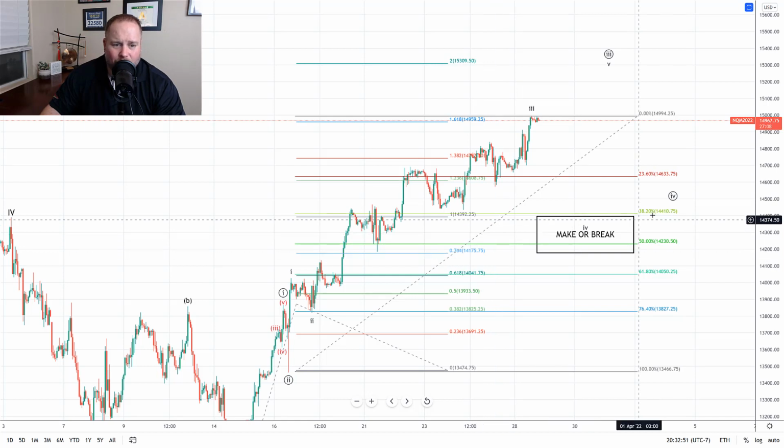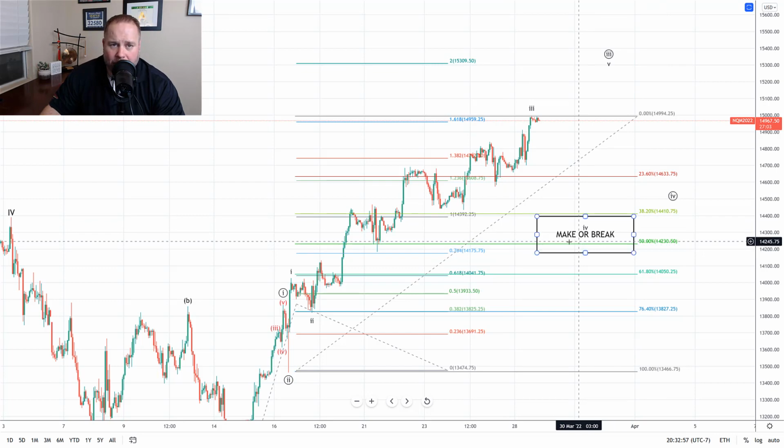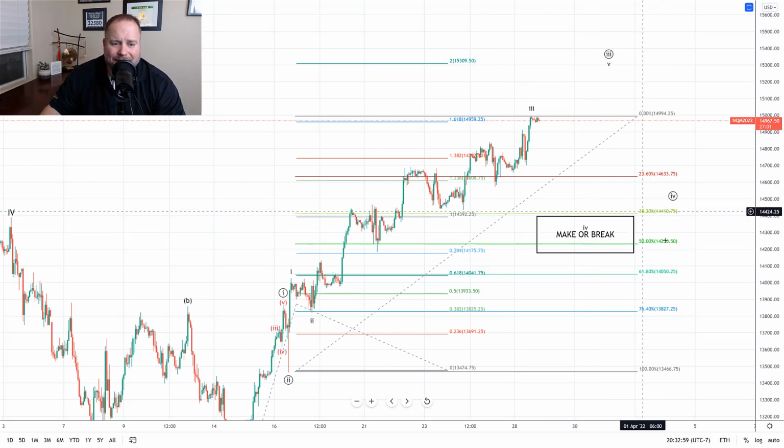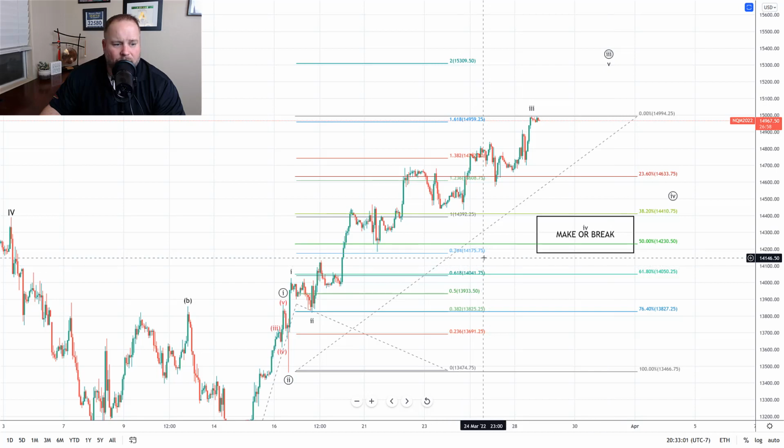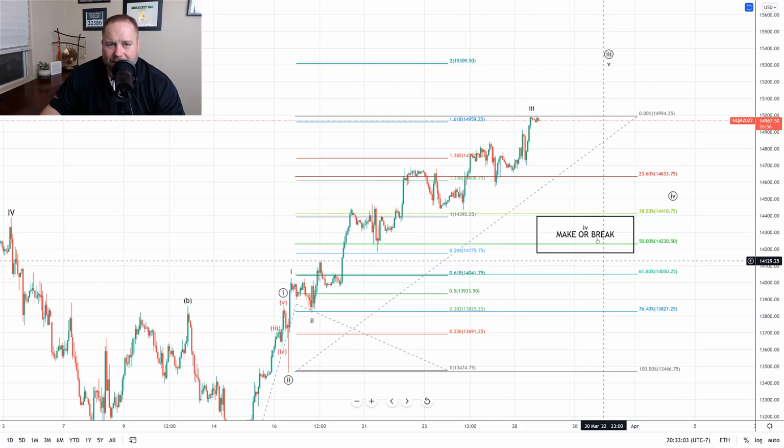But really, you want to see this hold the 38 or 50, because when the 50 breaks, it is not a great sign for the move up. So we want to see this hold the 38 or 50, and if it does break through 14,175, that's a strong indication that the move up has failed.